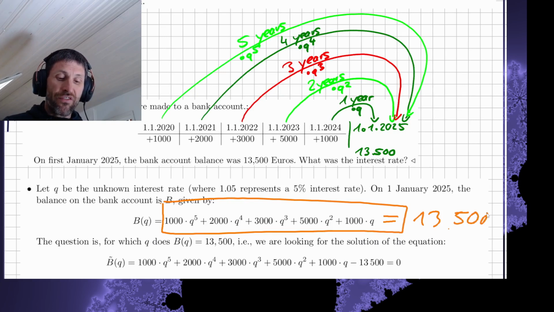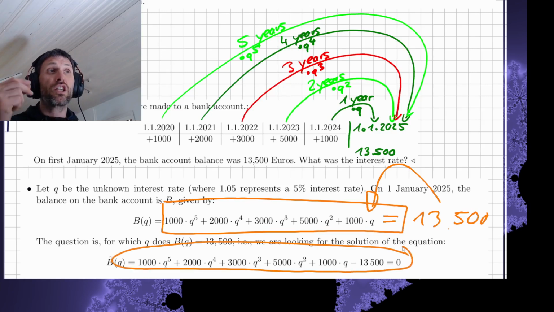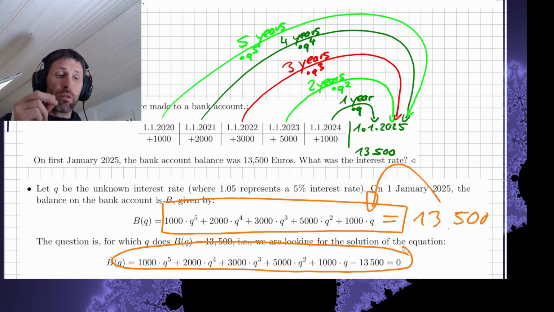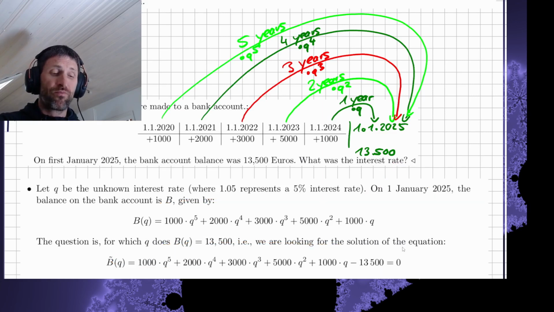We know that this is equal to 13,500, and then we have an equation, and we are looking for the q satisfying this equation. Instead of dealing with that equation, we can bring this 13,500 to the left hand side, and we get this equation, and this is an equal to 0 equation. We can always transform an equation to an equal 0 equation, and it turns out that this is a better choice. It makes the analysis more simple. So we need the root of this equation. Which q satisfies that equation?